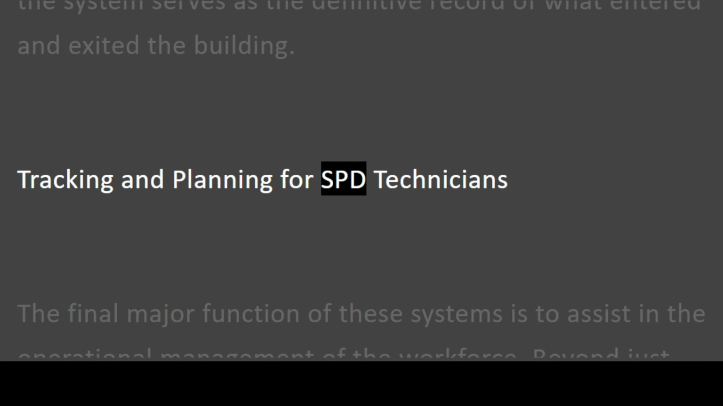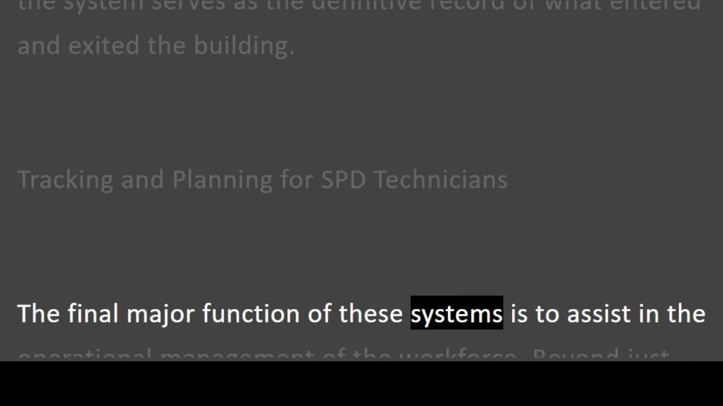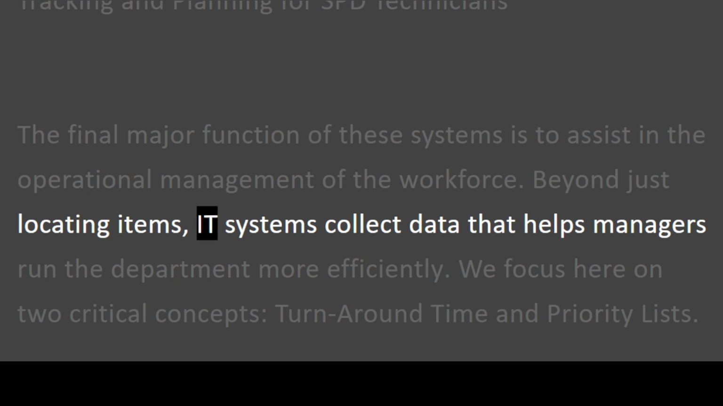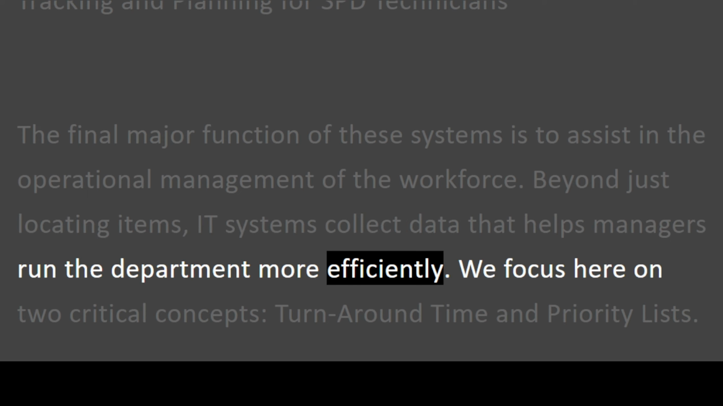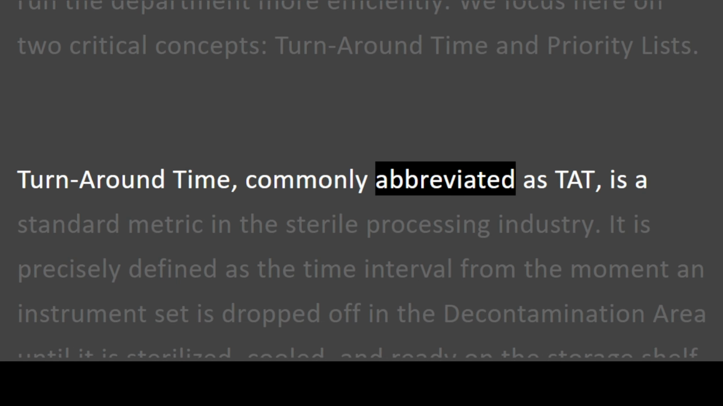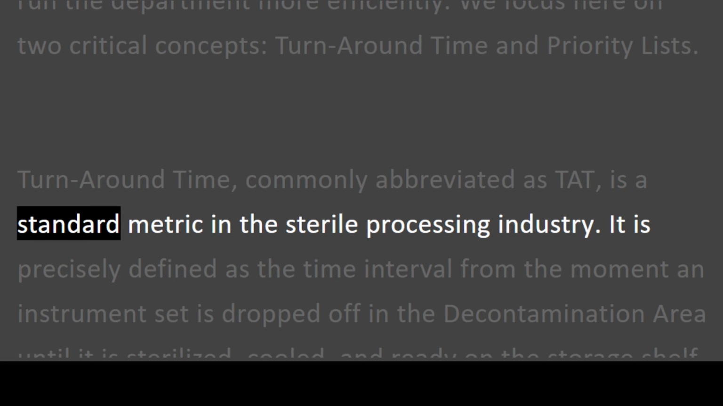Tracking and planning for SPD technicians. The final major function of these systems is to assist in the operational management of the workforce. Beyond just locating items, IT systems collect data that helps managers run the department more efficiently. We focus here on 2 critical concepts: turnaround time and priority lists. Turnaround time, commonly abbreviated as TAT, is a standard metric in the sterile processing industry.